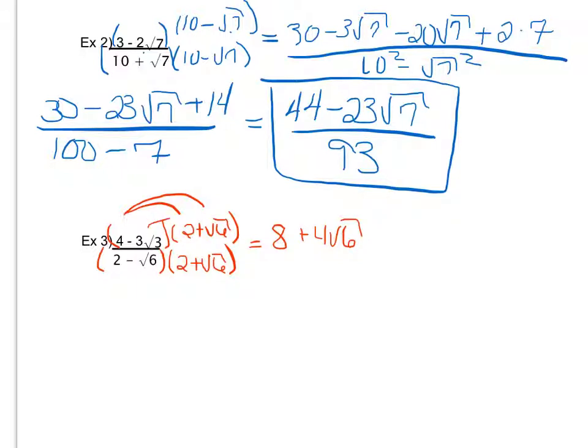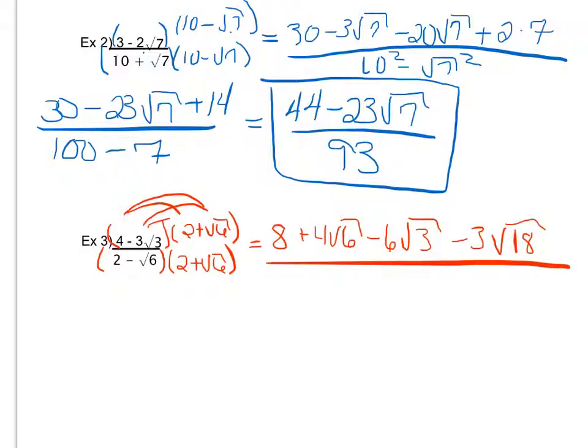Inside times inside is going to give me minus 6 square root of 3. Last times last is going to give me minus 3 square root of 6 times 3, which is 18. On the bottom I can use this formula, 2 squared minus square root of 6 squared, or I could distribute if I can't remember it. Then from here I have no like terms on top, because remember they have to have the same radical part. I can take out a square root of 9 from here, and I can simplify the bottom.